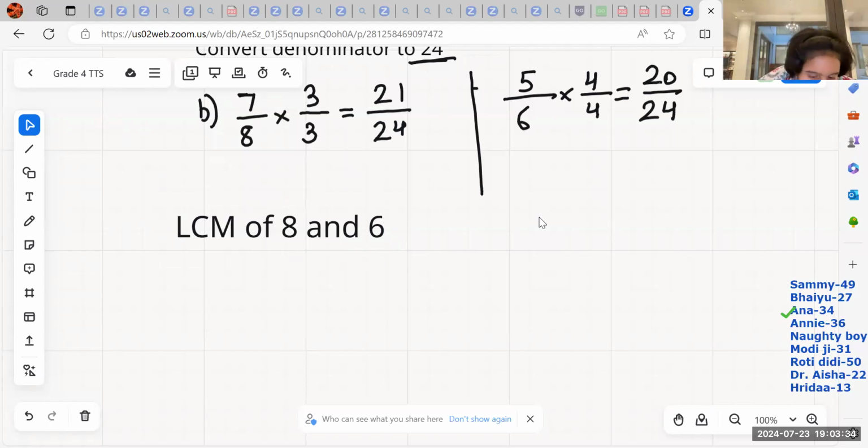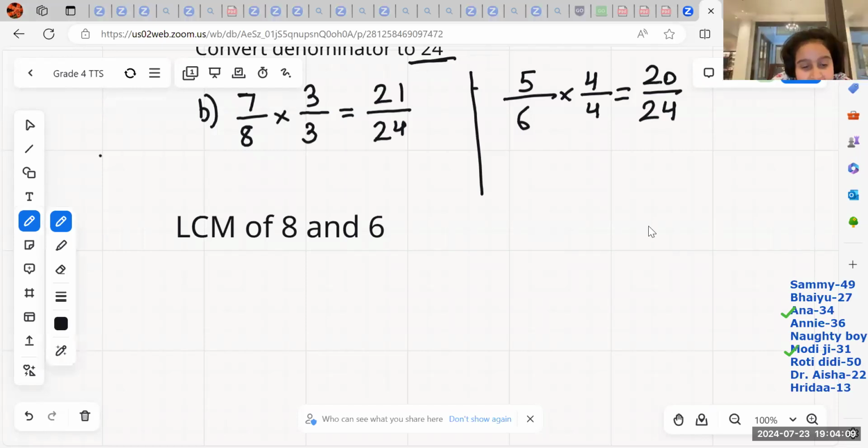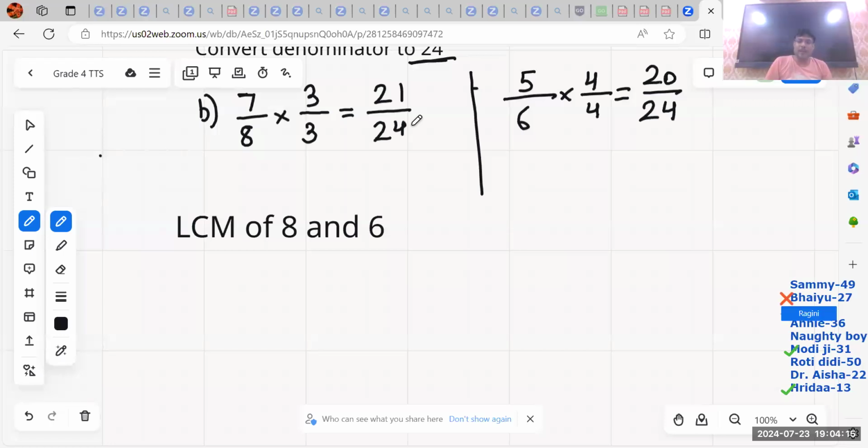Remember it also. You have to find the lowest number that comes in the table of 8 and 6. Lowest number, yes. Table of 8 and 6. Let us send in the chat. Whatever you want to say, send in the chat. Yes, beta, we have to write the multiples. If you cannot do it orally, you write the multiples and then do it.